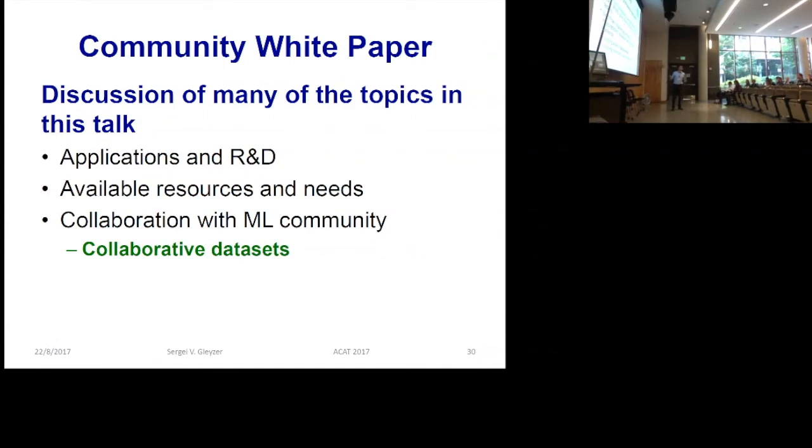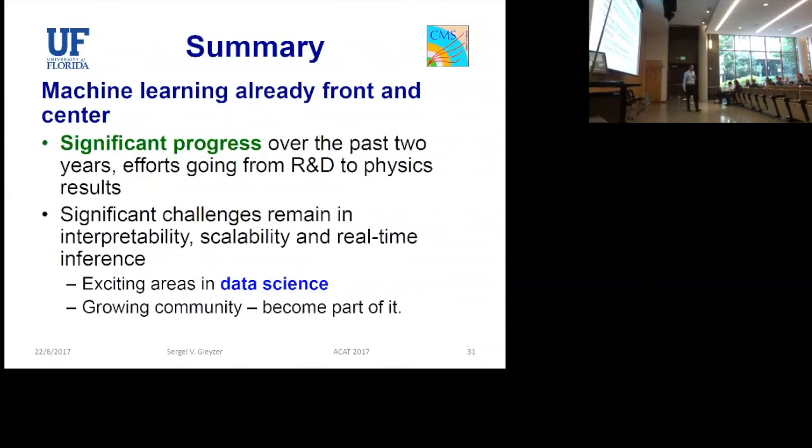And so my summary is that machine learning is really at the center of what we're doing today already, and it's becoming more and more important. There's been a lot of progress over the last few years, and R&D is really starting to bring some physics results and benefits. However, there are still many challenges that remain, in terms of interpreting models, scalability, and also, of course, how you apply these things to data and in a real-time environment. But it's an exciting area, and the community is growing. So if you or your students are not yet a part of it, it's a good time. So thank you.